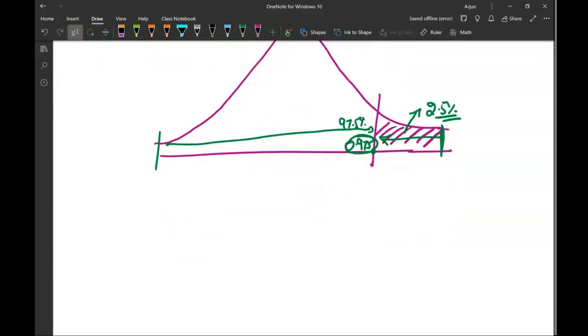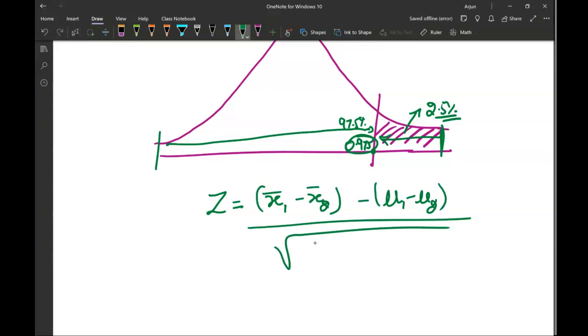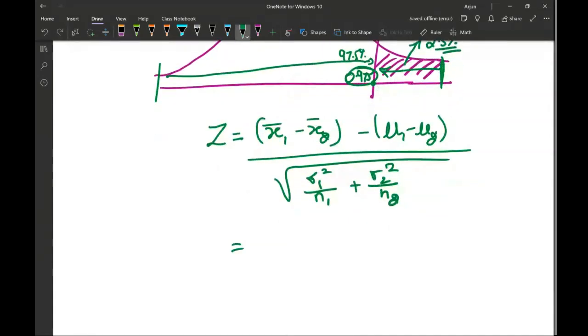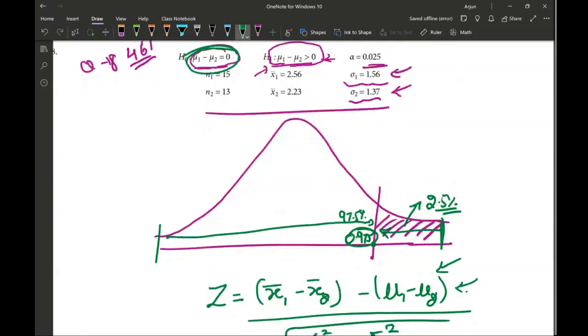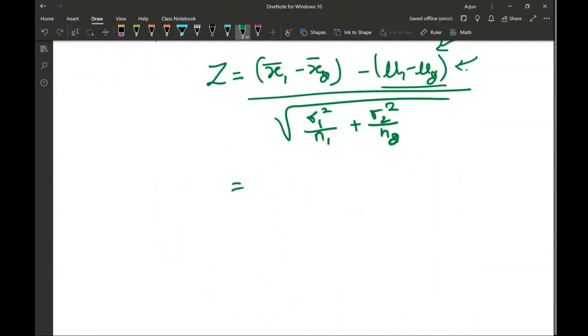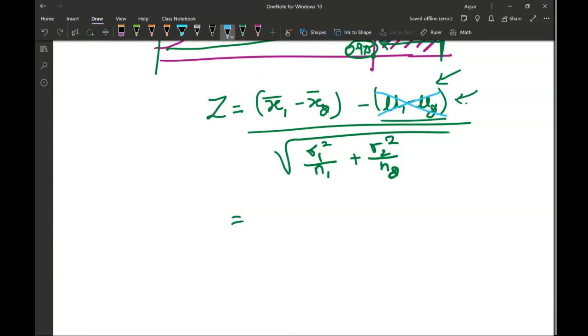All right, now let's get going with this question. The z value is equal to x1 bar minus x2 bar minus (mean 1 minus mean 2), divided by the square root of sigma 1 squared upon n1 plus sigma 2 squared upon n2. We're just going to plug in the values and get the answer. For these questions, mean 1 minus mean 2 is always equal to 0 because, as I said, in the hypothesis we assume that they are both equal. So this portion will always be 0. Remember this whenever you are solving a question on the double hypothesis.